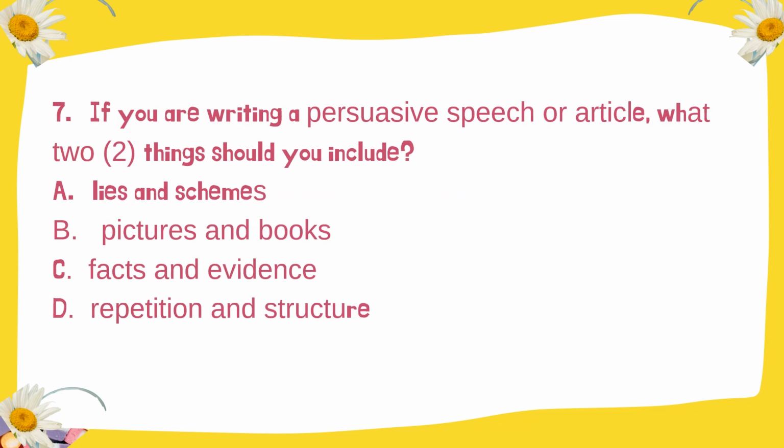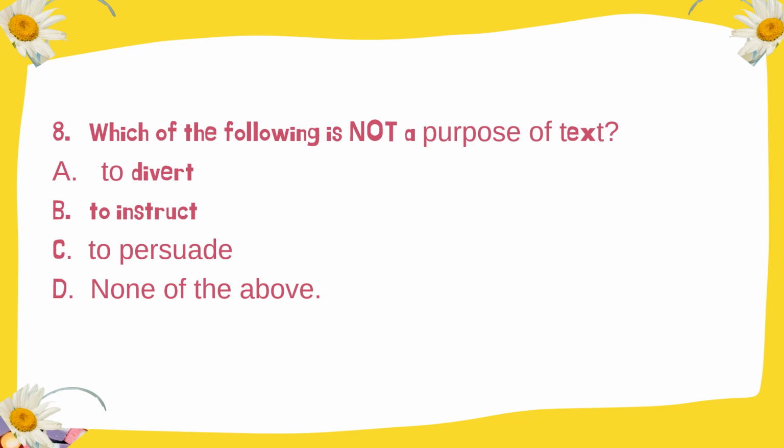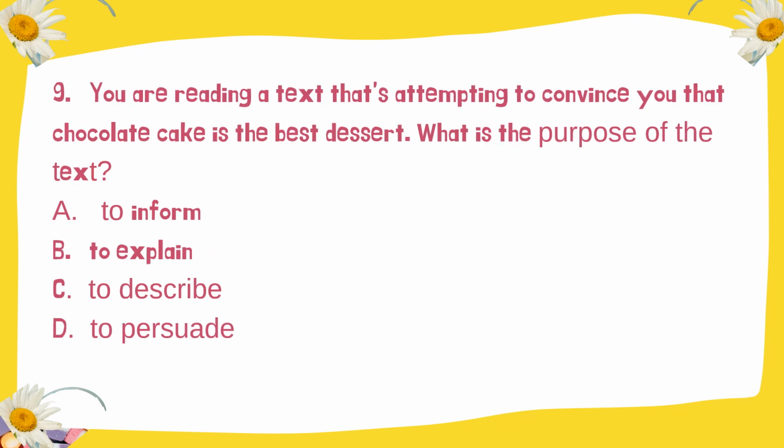Next number. If you are writing a persuasive speech or article, what two things should you include? Correct. Facts and evidence. Next number. Which of the following is not a purpose of text? Correct. To divert. Next number. You are reading a text that's attempting to convince you that chocolate cake is the best dessert. What is the purpose of the text? And the answer is to persuade.